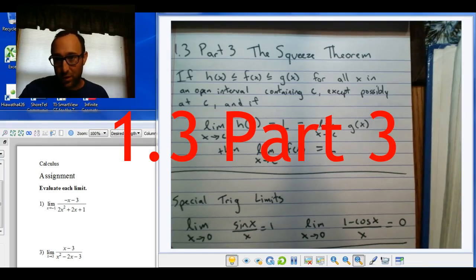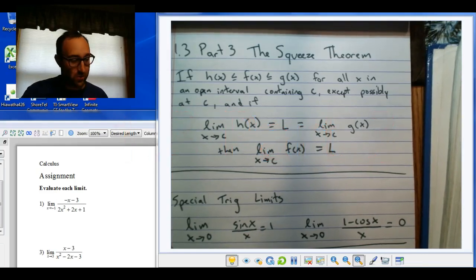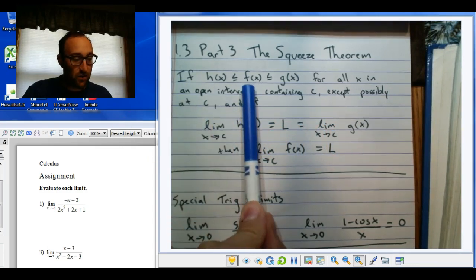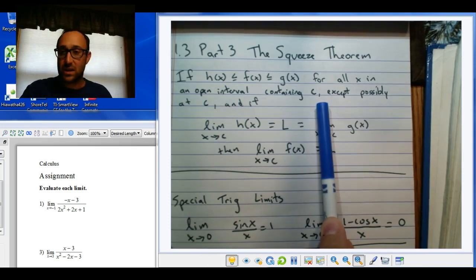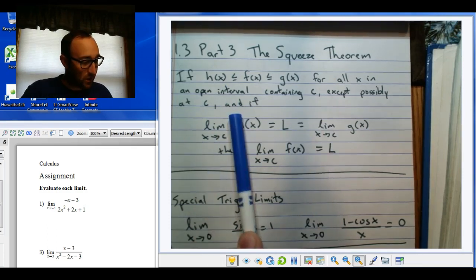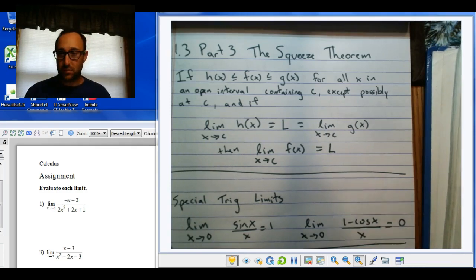Hey everyone, welcome. This is 1.3 part 3, the squeeze theorem. That says if f of x is in between h of x and g of x for all x in an open interval containing c, except possibly at c itself, then what we can have is some stuff. And we'll get right back to that.